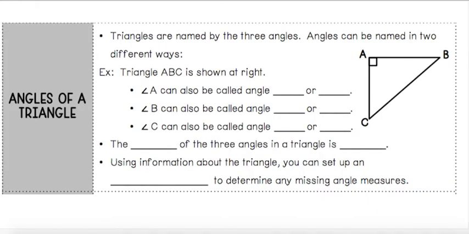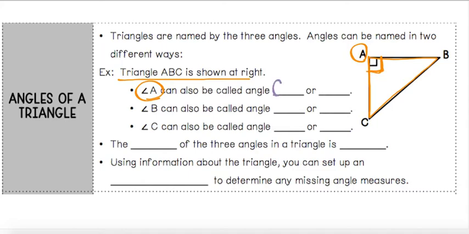Okay. So, to start off, it says the angles of a triangle. Triangles are named by the 3 angles. Angles can be named in 2 different ways. Okay, so it starts off here. It says triangle ABC shown to the right. So here's triangle ABC over here. It says if I wanted to name angle A, which is right here, right? It's this angle right here. How could I name it? Well, there's 2 ways I can name it.